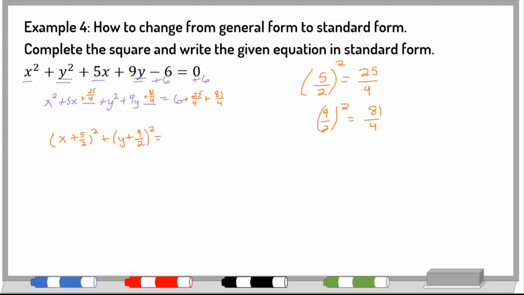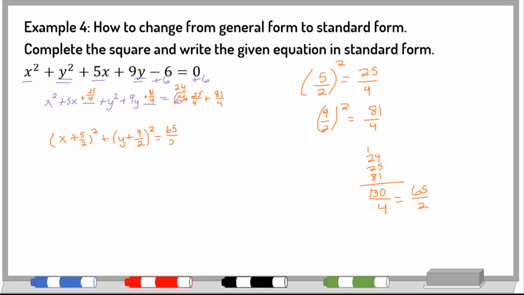And then we need to do 6 plus 25/4 plus 81/4. Let's change the 6 to being over 4. So 24 plus 25 plus 81, which is 130 over 4. And those are both divisible by 2, which means we get 65 halves.